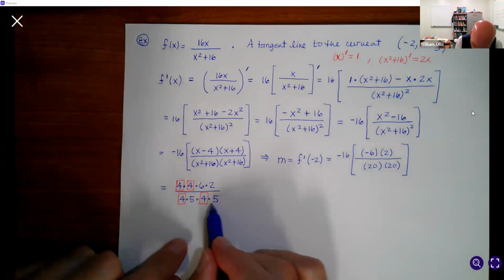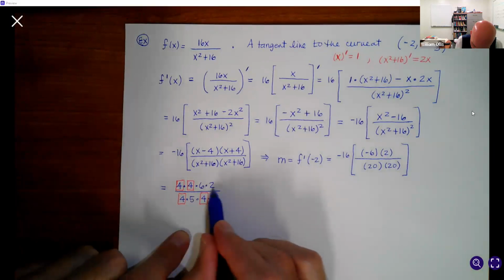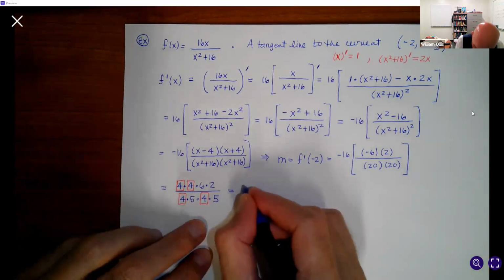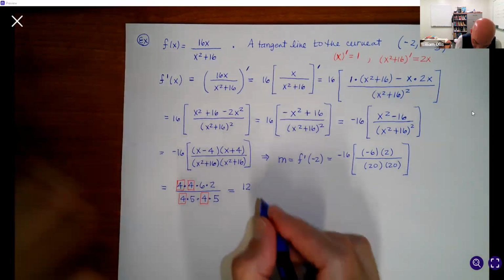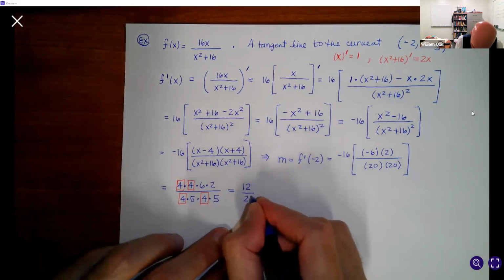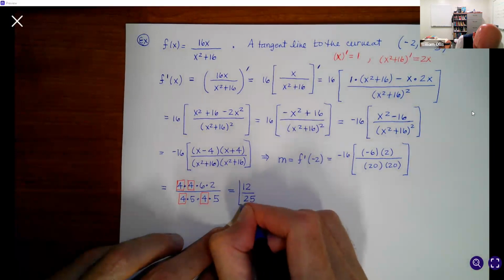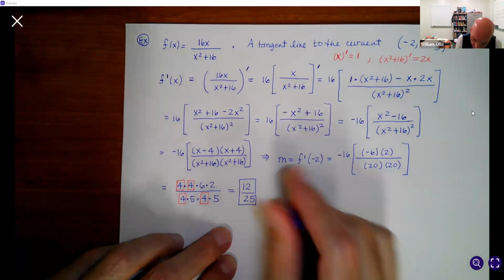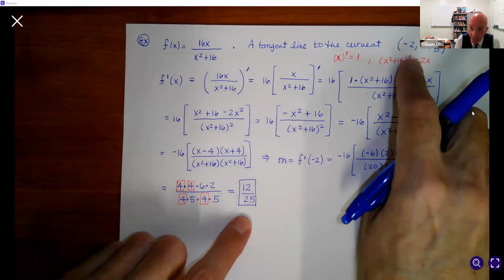And so now what we're left with, we have a 25 here and a 12. So 12 over 25. So that's the slope of the tangent line at -2.